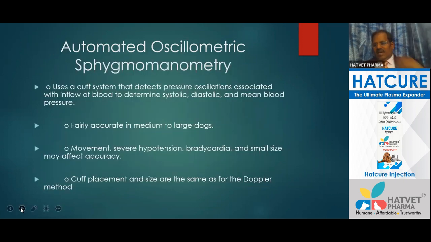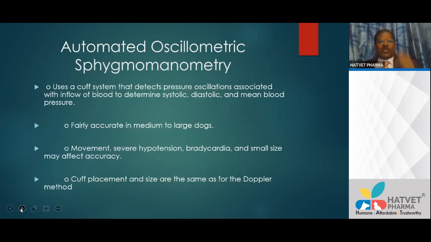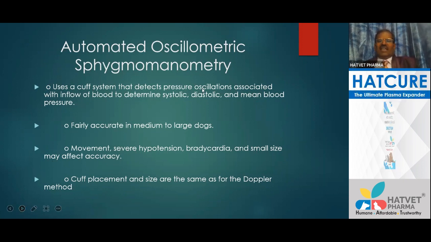Then another method, automated oscillometric sphygmomanometry. It uses a cuff system that detects blood pressure oscillations associated with the inflow of blood to determine systolic, diastolic, and mean blood pressure. It is fairly accurate in medium to large dogs. Movement, severe hypotension, bradycardia, and small size may affect accuracy. Cuff placement and size are the same as the Doppler method.